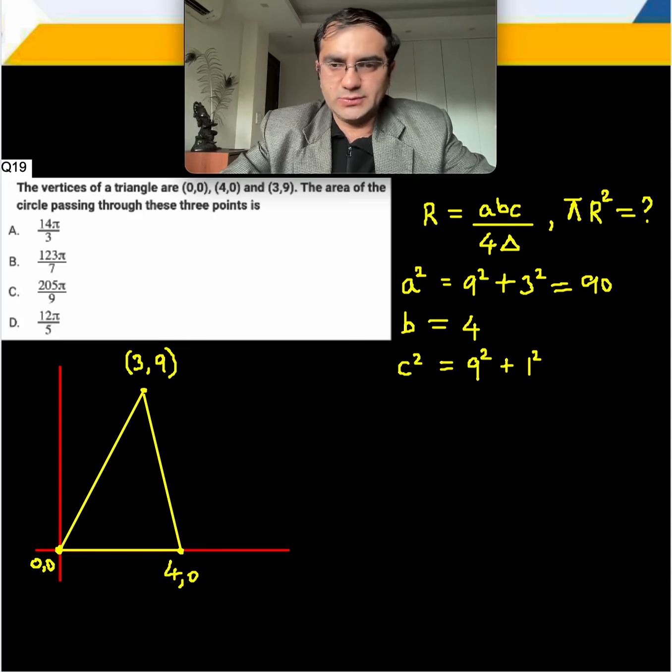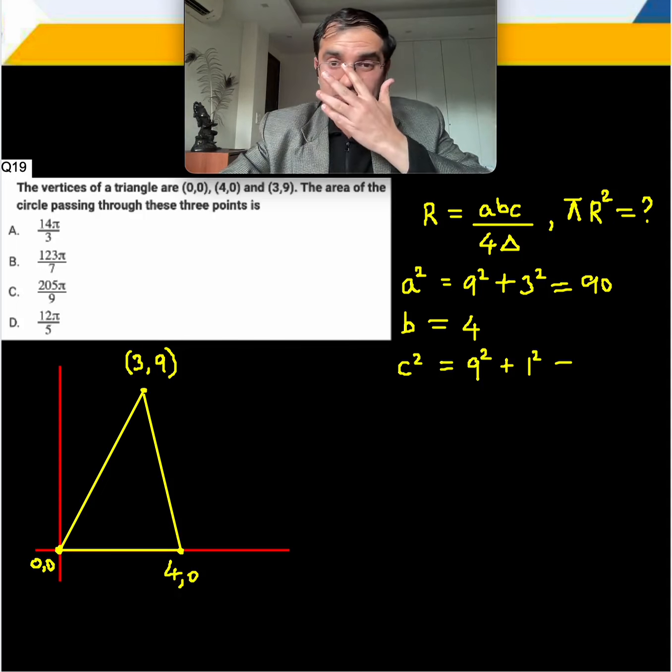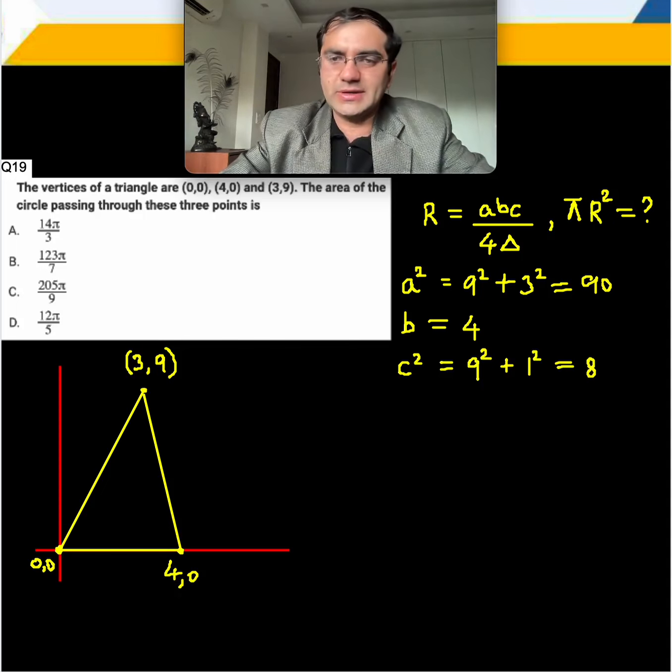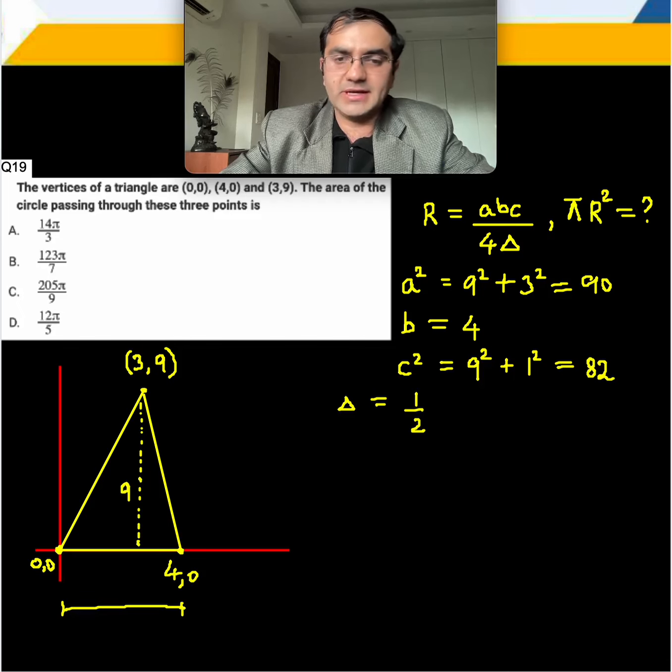3 minus 4 is minus 1, whose square is 1, and this becomes 82. Let me quickly calculate the area of this triangle, represented as delta: half base into altitude. The altitude is from 0 to 9, at a y coordinate of 9, and the base becomes 4.